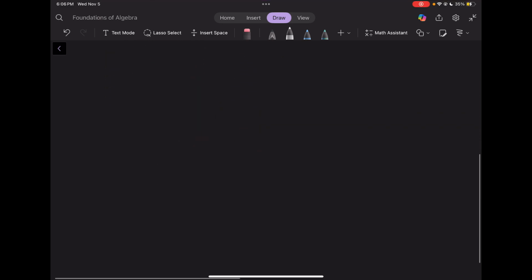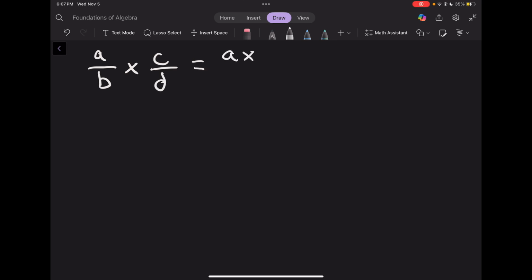Alright, so to multiply fractions, we have this rule that emerges naturally, and it is A over B times C over D equals A times C over B times D. And A, B, C, and D are any numbers that you can cook up, or integers, I should say. Although sometimes we can't even have fractions in there.